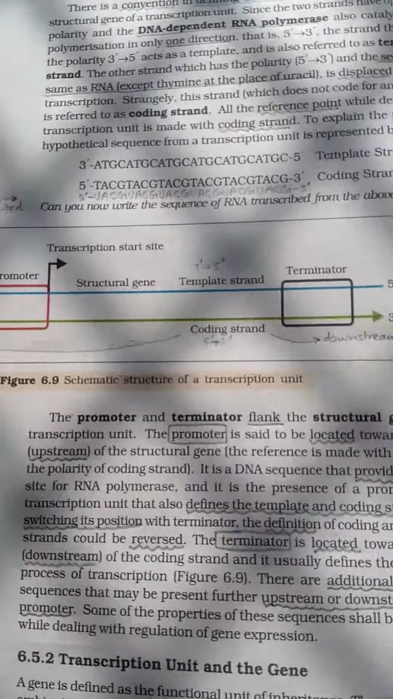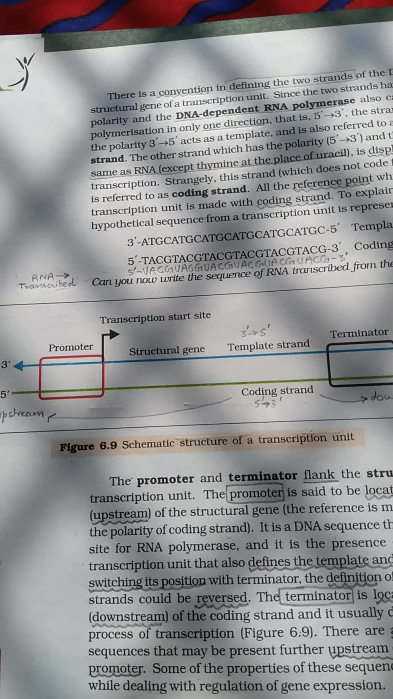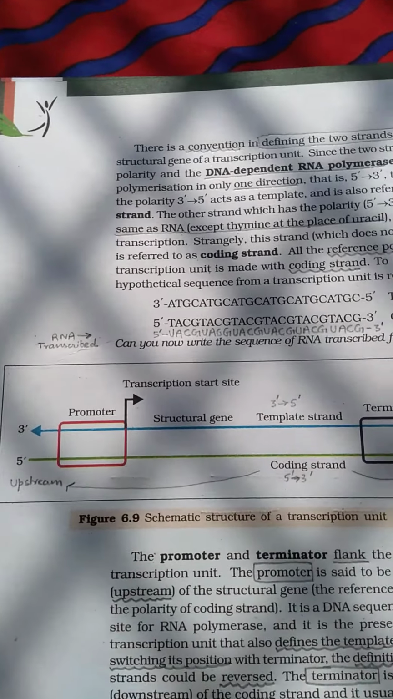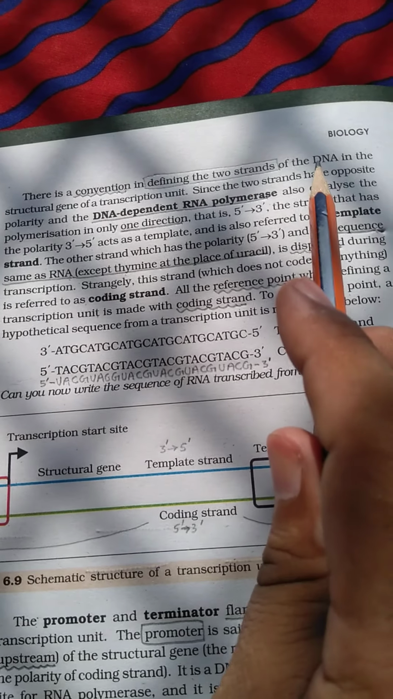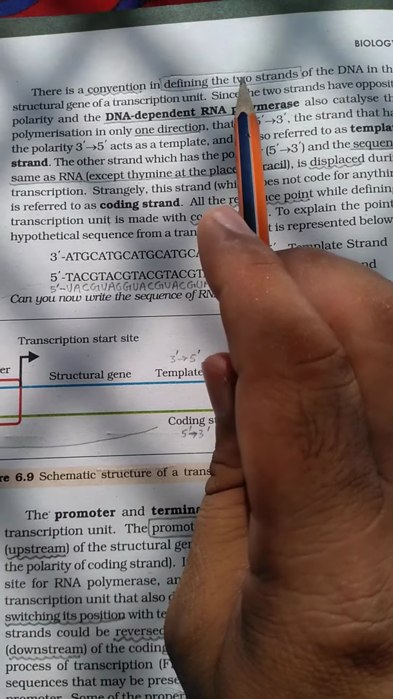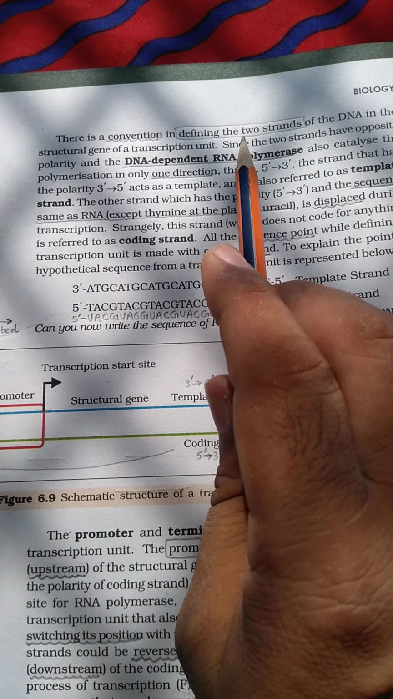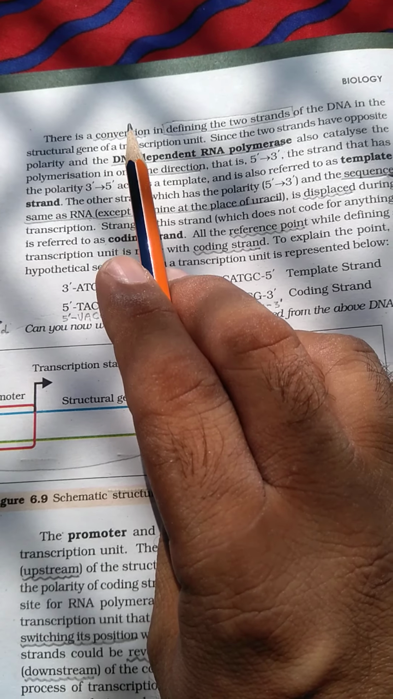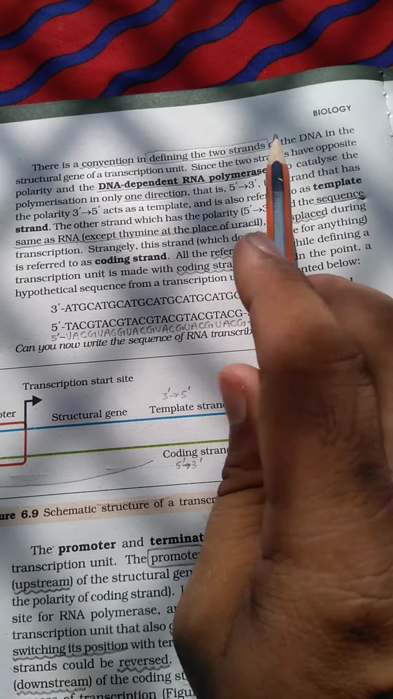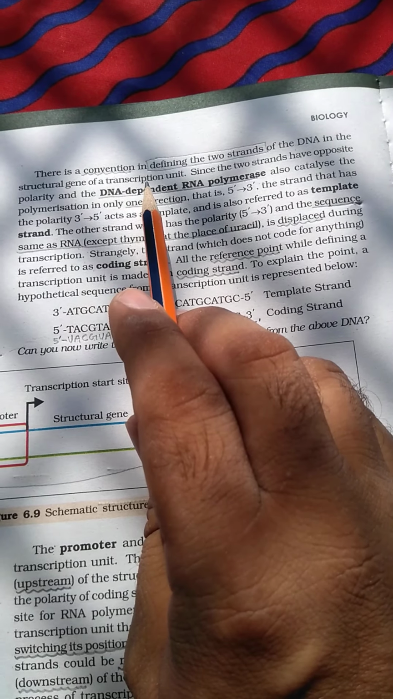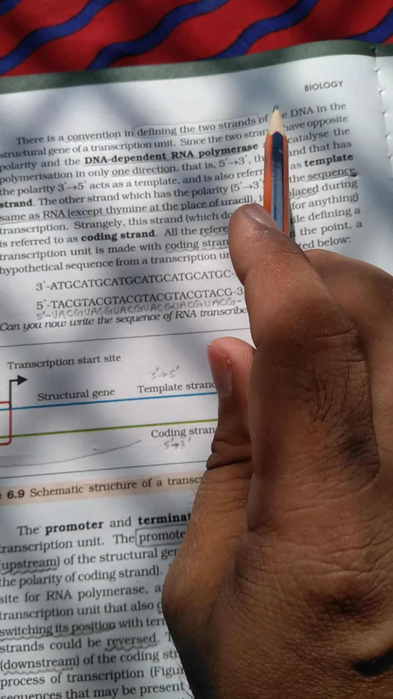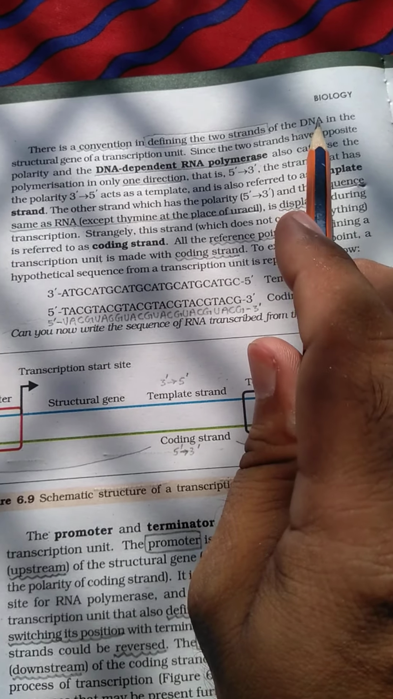Now we are going to study the two strands of DNA. Out of the two strands of DNA, only one DNA strand gets transcribed. So what are the rules which define the two strands of DNA of the transcription unit? That means which strand of the DNA will be copied into RNA and which strand will not be copied into the RNA.